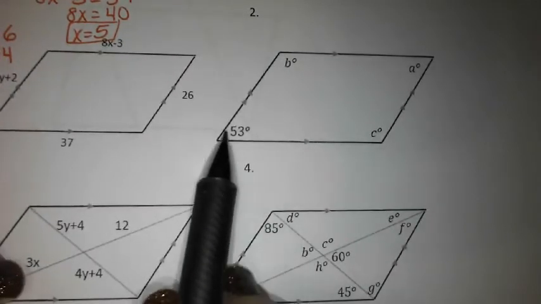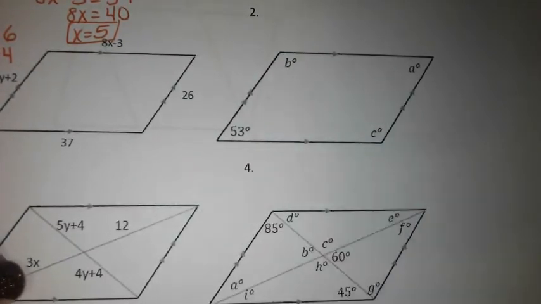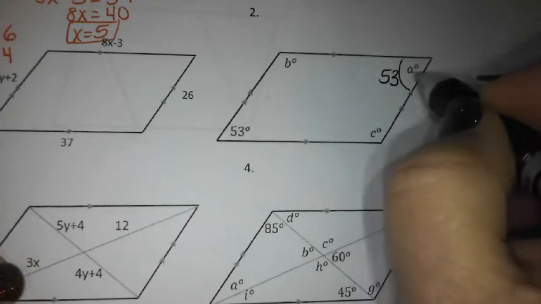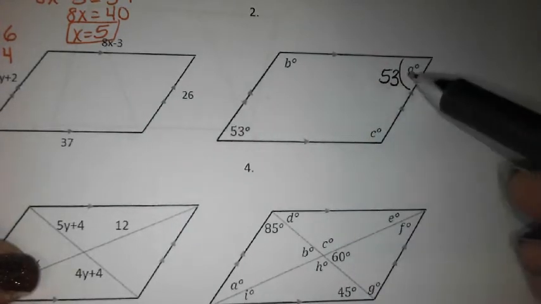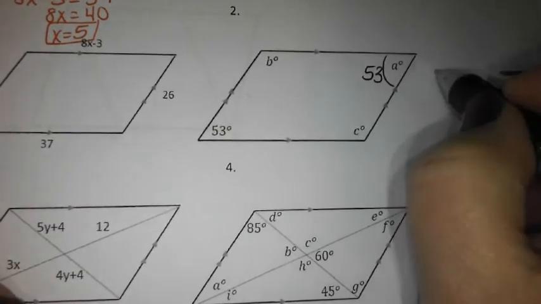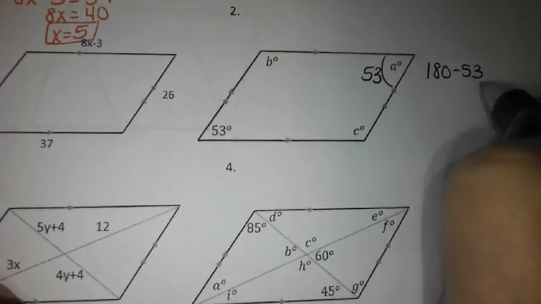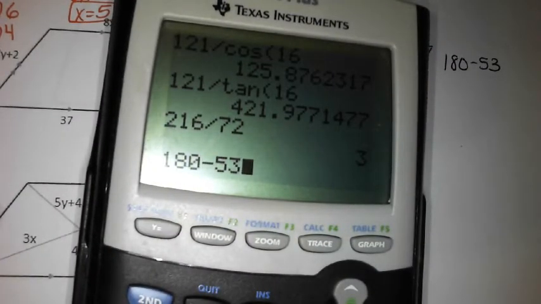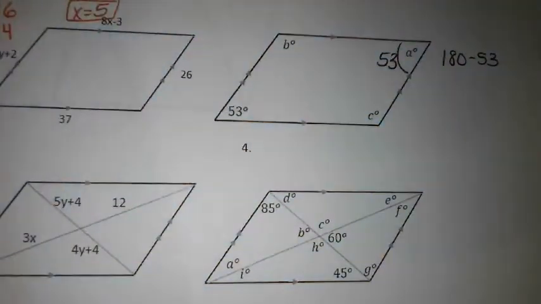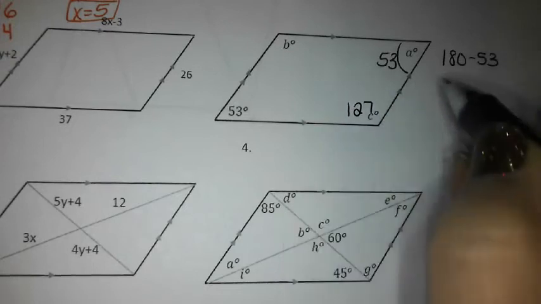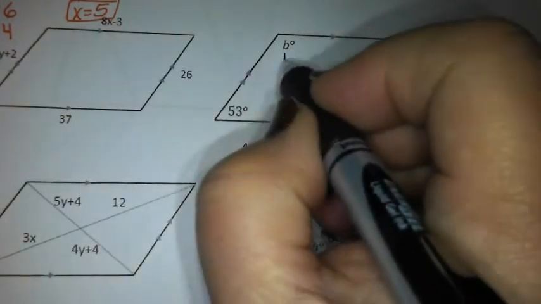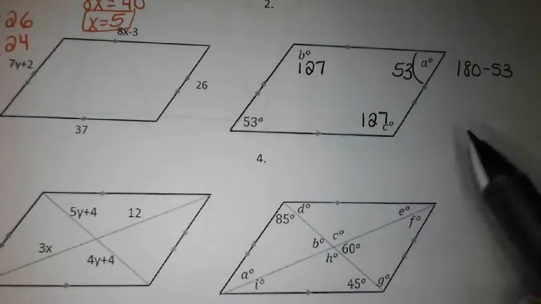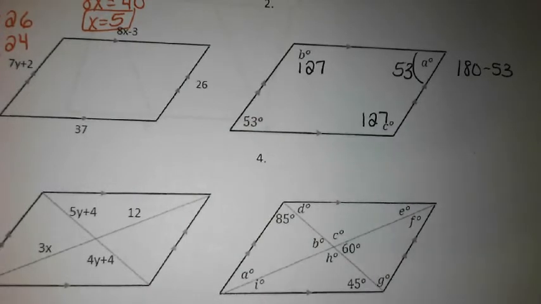The next one, notice it's asking me about the angles. So we can use both of those angle rules. We know that the opposite angles are congruent. So A must be 53 degrees. And then we know that the consecutive angles are supplementary. So 180 minus 53 would give us 127. So angle C is 127, and since opposite angles are congruent again, B is 127. Opposite angles are congruent, consecutive angles are supplementary.